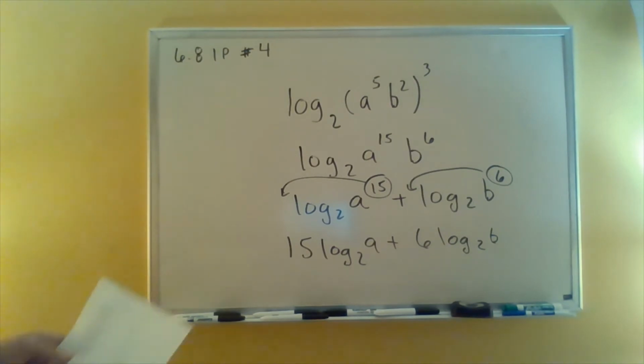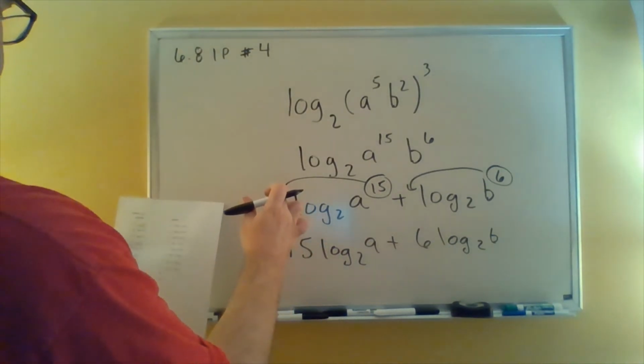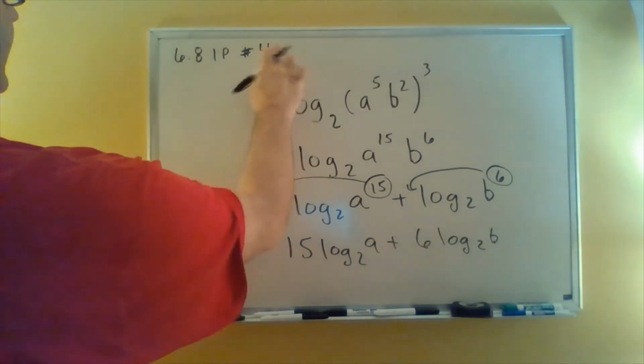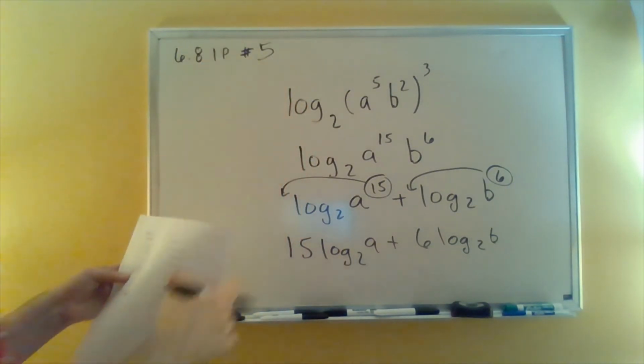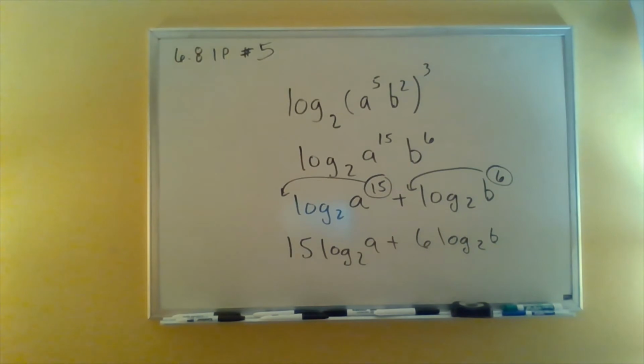I'm sorry, this is number 5, isn't it? Yeah, got to change my number up here. So my answer for number 5 is 15 log base 2 of a plus 6 log base 2 of b.